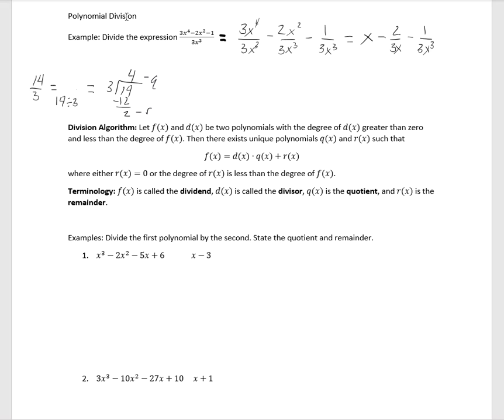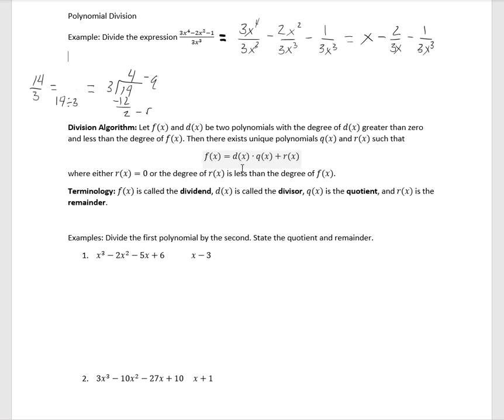Let's look at what's called the division algorithm. Let f of x and d of x be two polynomials with the degree of d of x greater than 0 and less than the degree of f of x. All right, so like 3 is smaller than 14, but 3 is not 0. Then there exist unique polynomials q of x and r of x, such that we could write f of x as the divisor times the quotient plus the remainder, where either the remainder is 0 or the degree of r of x is less than the degree of d of x.